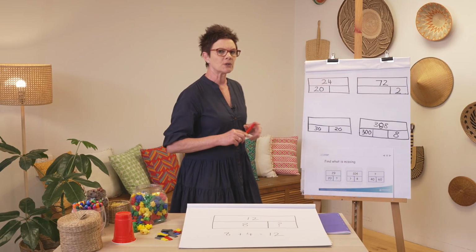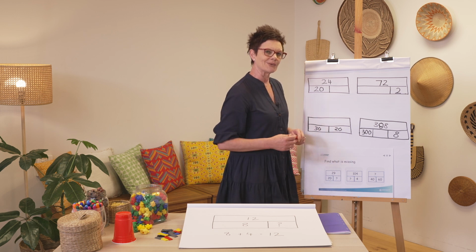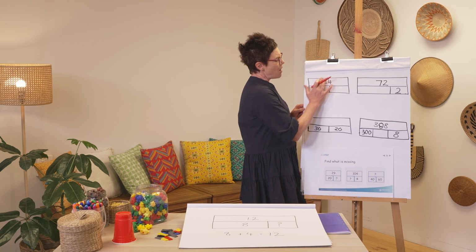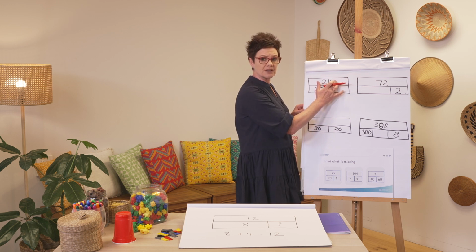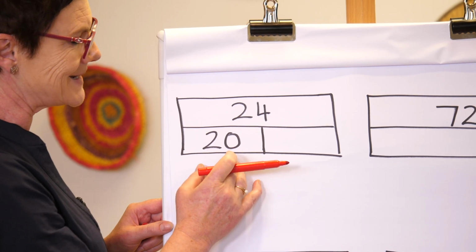Okay, let's do some bar modelling together. Remember, we're looking for the unknown part. We'll try these ones and then I'll set you on your own task. So, we have a whole which is 24. Our number is 24 and part of it that I know is 20.